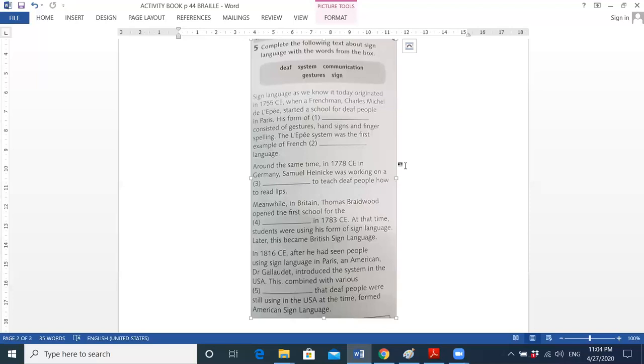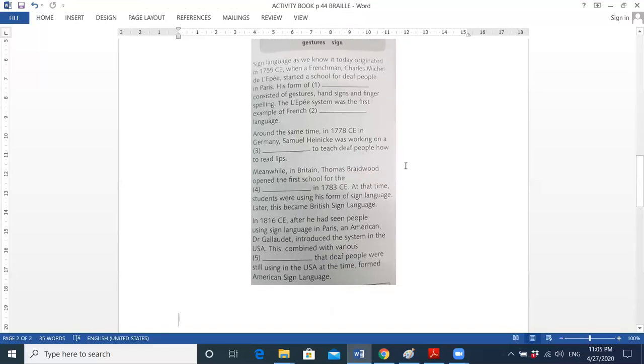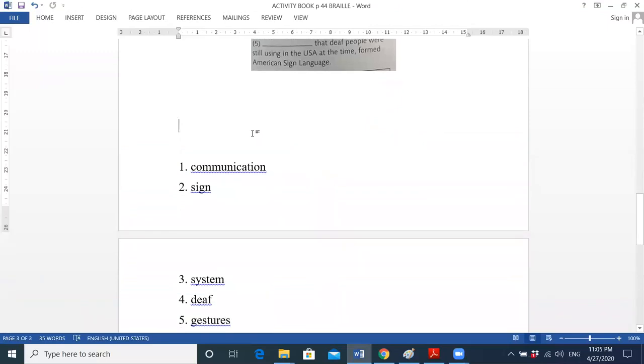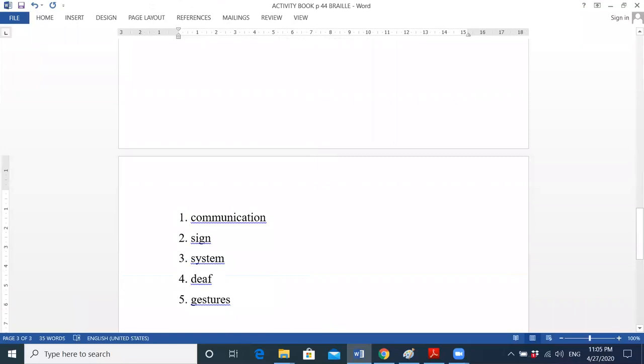In 1816, after he had seen people using sign language in Paris, an American, Dr. Gallaudet, introduced the system in the USA. This combined with various blank that deaf people were still using in the USA at the time formed American Sign Language. So this is combined to what? To gestures. Gestures. 5 is gestures. And I've already prepared the answers for you to see them here. So number 1 is communication. Number 2 is sign. Number 3 is system. Number 4 is deaf. And number 5 is gestures.